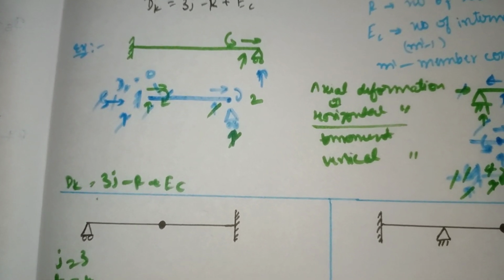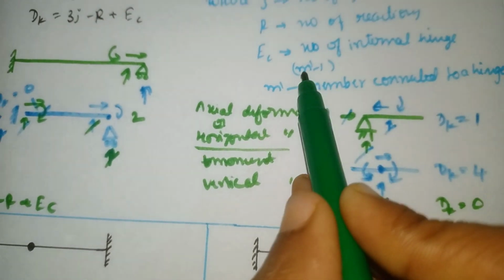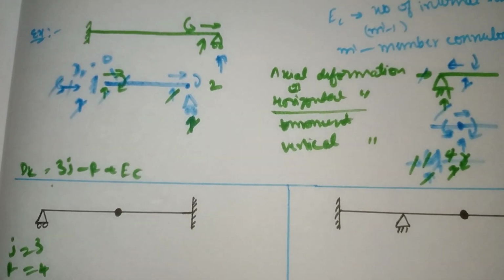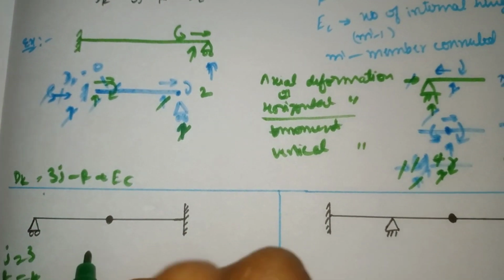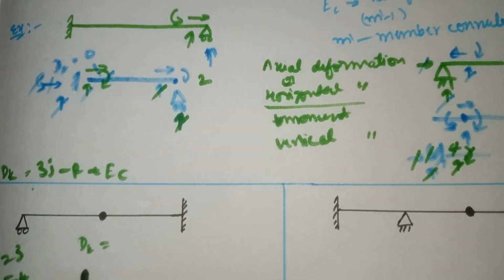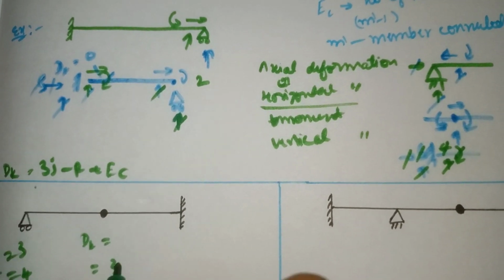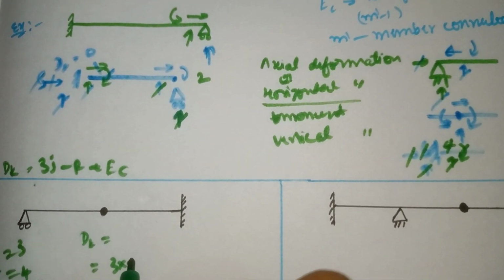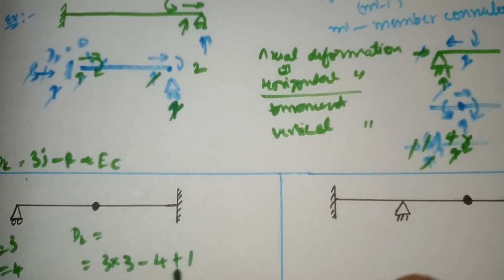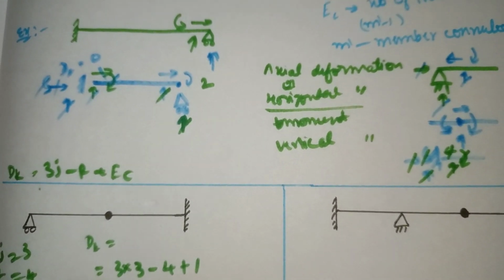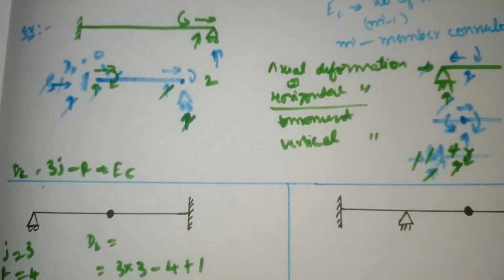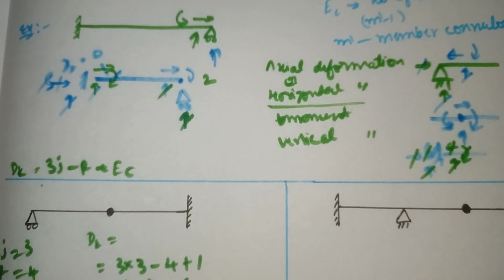How many internal hinges? 2 members connected. We have the formula ec equals m dash minus 1. M dash is 2. 2 minus 1 is 1. So now substitute in this formula. 3 into j, joints 3, minus r is 4, plus ec is 1. 3 into 3 is 9, minus 4 plus 1, 3. The answer will be 6. So DK is 6.